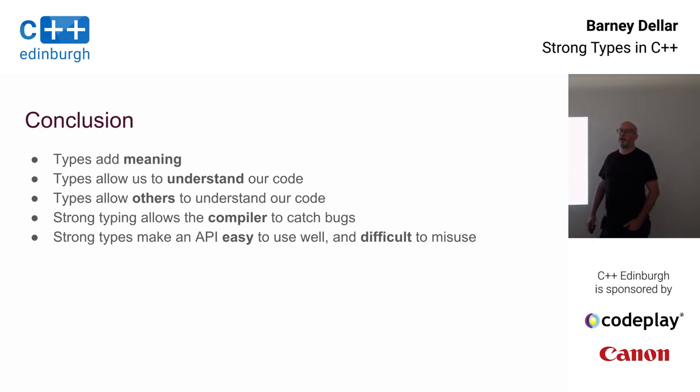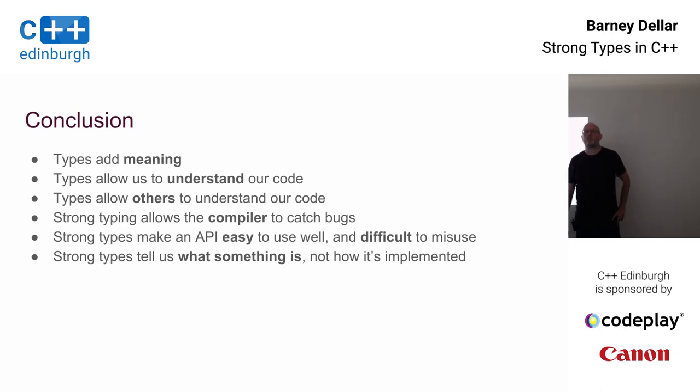We should always try to make our APIs easy to use well and difficult to use badly. If we rely on built-in types like int and float, then we risk allowing them to be used incorrectly, and we force the reader of that API to dig deeper into what that API means. They can't just carry on moving through the code. They have to stop and dig into that API, and that slows them down and breaks their chain of thought. That's not good.